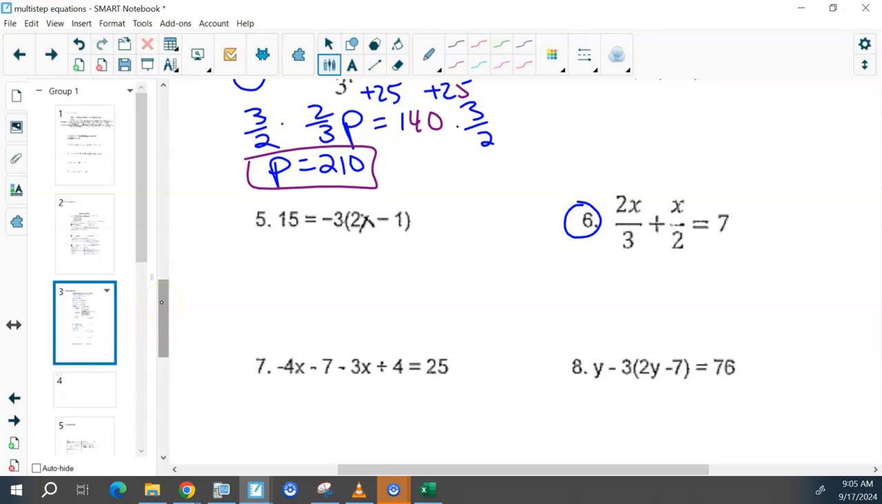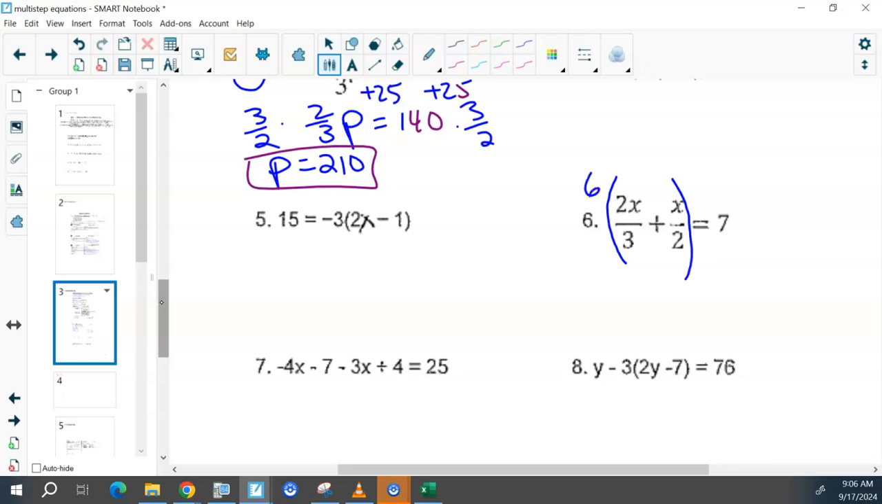So, with 6, there are 2 different ways you could go about solving this. I'm going to show you both ways. Whichever one you like, you do that if you see a problem like this in the future. One is to get rid of the fractions. We don't want to deal with them. Let's get rid of them. If we wanted to get rid of them, we would think of a number that both 3 and 2 go into by multiplying. 6. So I could multiply this entire side by 6.